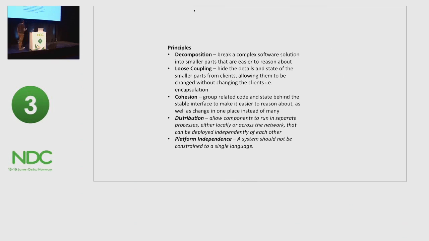So, key changes to our principles. We've got decomposition and loose coupling still. We've got cohesion. We've got distribution. We're allowing components to run as separate processes that can be deployed independently of each other. That's the key we want, that independent deployment. And we also basically have platform independence. We're no longer confined to a single language. All very good properties for building large systems.